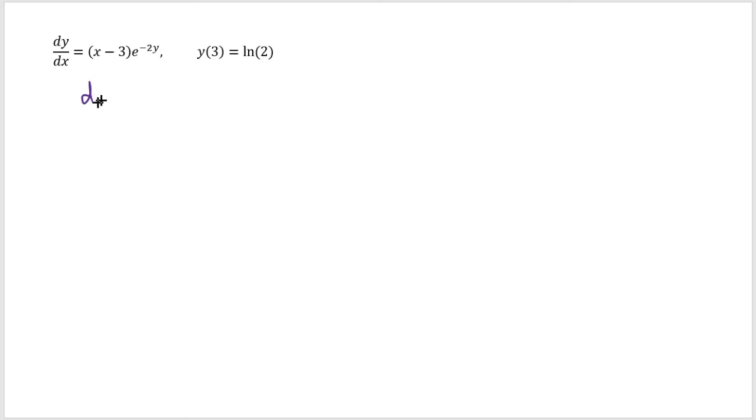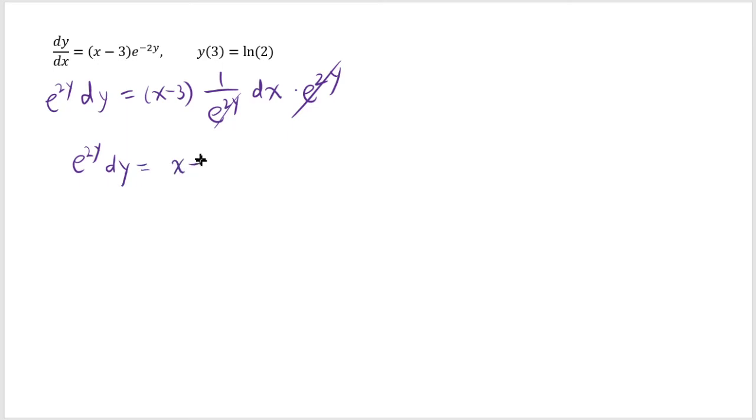Okay, another very similar question. Multiply dx on both sides. And let's rewrite this as 1 over e to the 2y. Then it becomes clear that in order to move this to the y side, I should multiply by e to the 2y. Right? So that these cancel, and you end up with e to the 2y dy equals (x minus 3) dx, which is fully separated. x is in here, y is there.